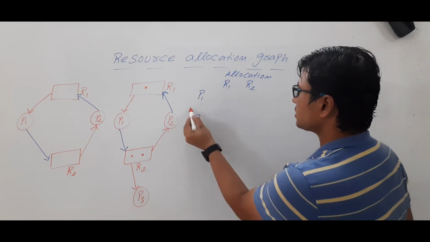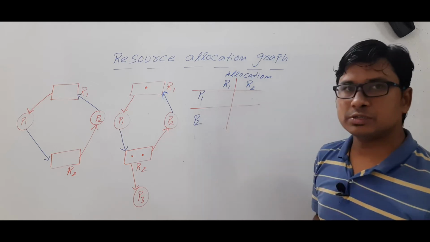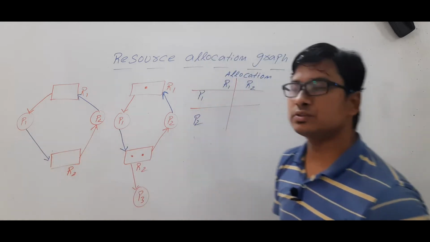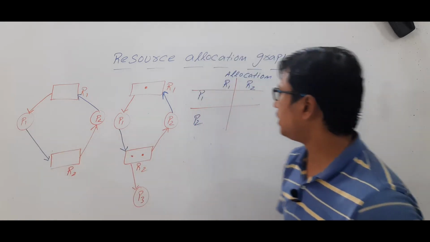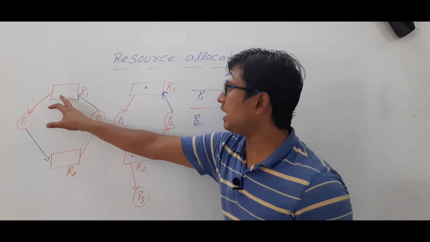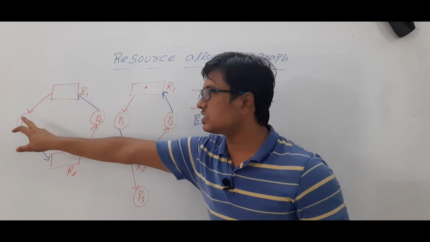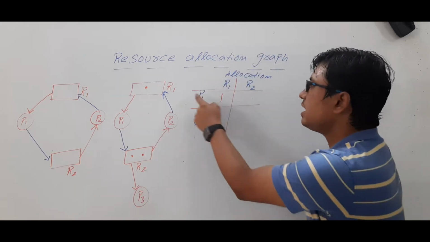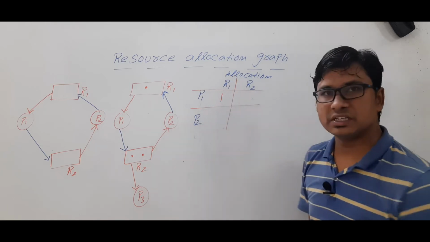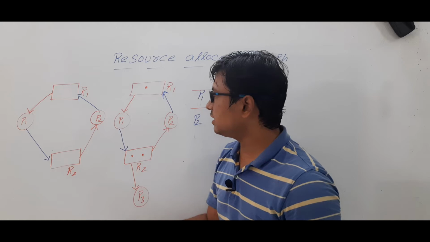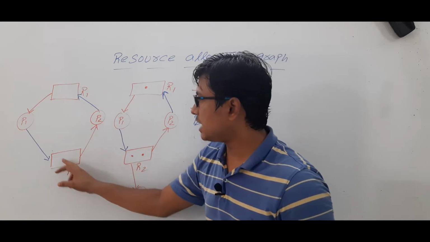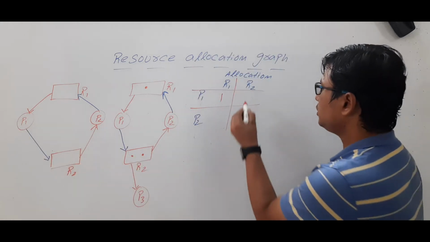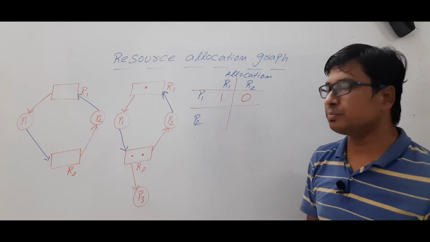Now look at the resource allocation graph and find the allocation vector of process P1. Process P1 is requesting resource R2. There is an edge from P1 to R2, so it is requesting. But coming to the allocation, one instance of resource R1 has been allocated to the process P1, so you have to represent the value 1 here. Is it clear? Similarly, look at resource R2 with P1. There is no edge from R2 to P1, so 0 instances of resource R2 have been allocated to process P1.